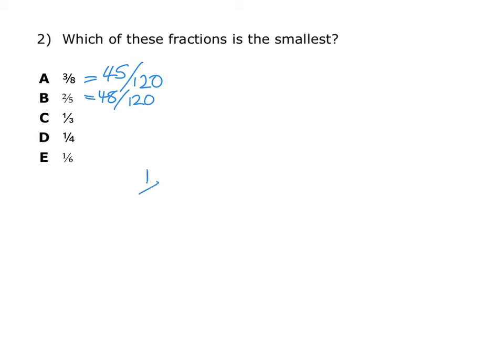Now I'm going to convert a third into 120ths, and we think about what we did to 3 to multiply it to become 120. Well, 3 times 4 is 12, so 3 times 40 must be 120, and I have to do the same to the numerator. So that means that 1/3 becomes 40 120ths.